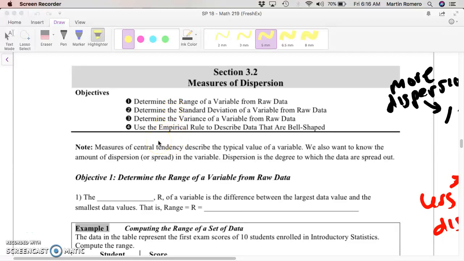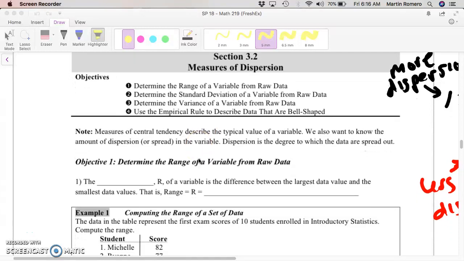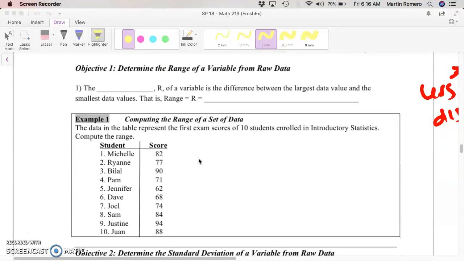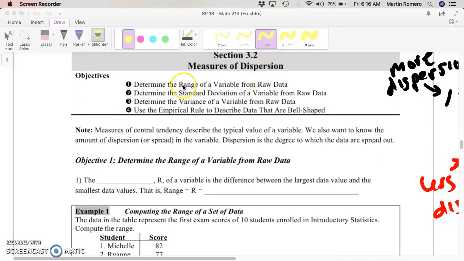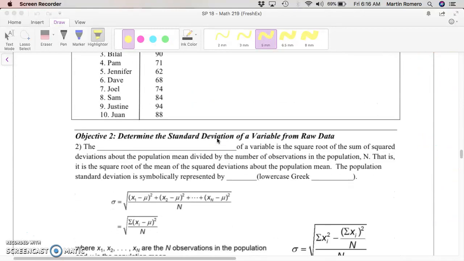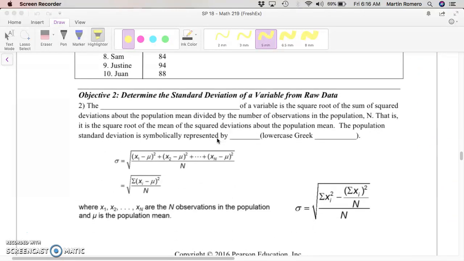We're going to take a look at 3.2 where we left off in class. You should have your note sheets out ready. We were talking about measures of dispersion. That was standard deviation, range, and then variance. So you can have your book open at this time too, or just follow along.